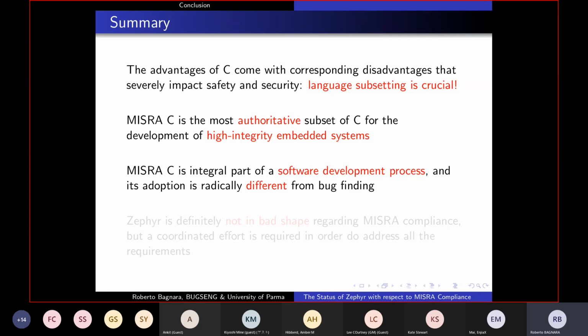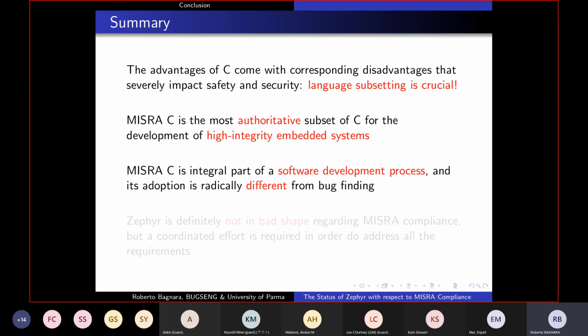So I'm insisting very much on this because quite often, especially in open source context, the counter argument is, hey, I'm violating the rule, but it's not a bug. That is not the point. Okay, the point is not that it is a bug or not. The point is what I've said before.